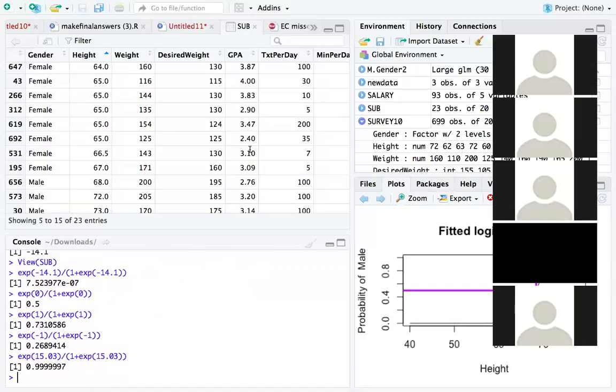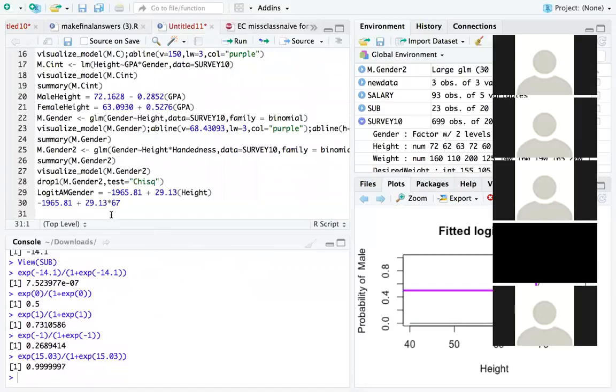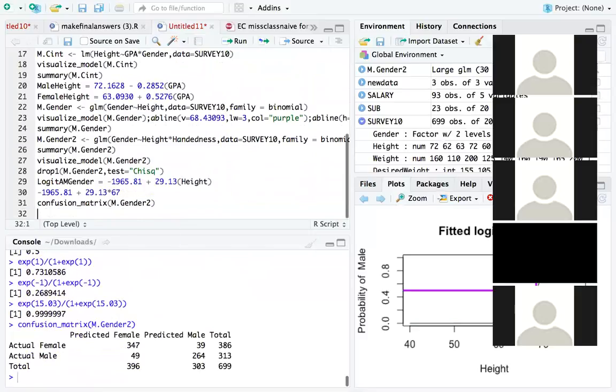We can also look at, and this is a key thing, the confusion matrix. And it will autocorrect that. There we go. So here we are with the confusion matrix. And this is our second model we created with the handedness. And we can see the naive model gets wrong 313 because it would predict everybody is female.